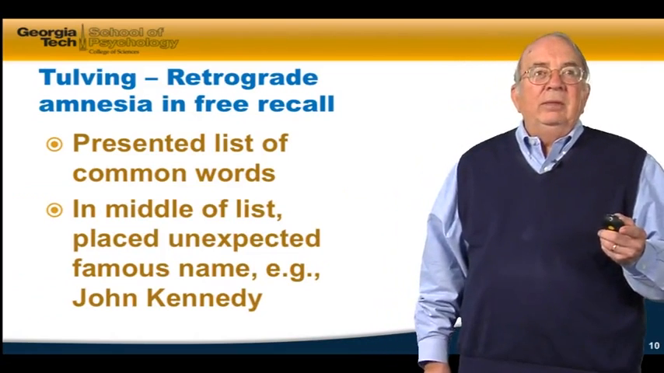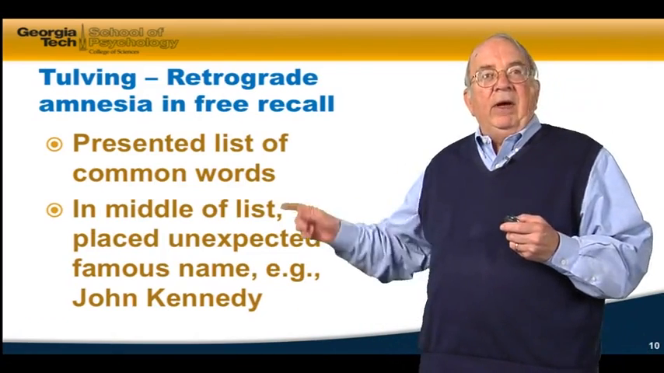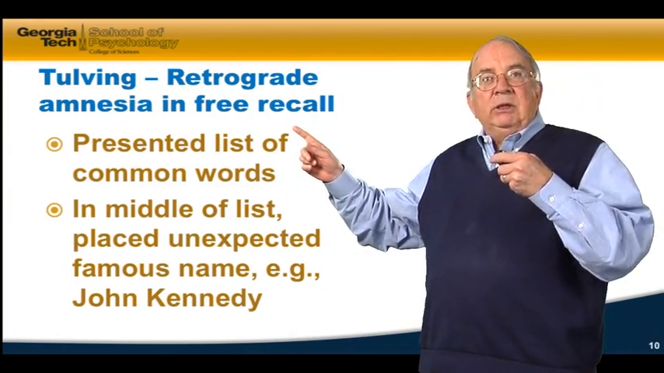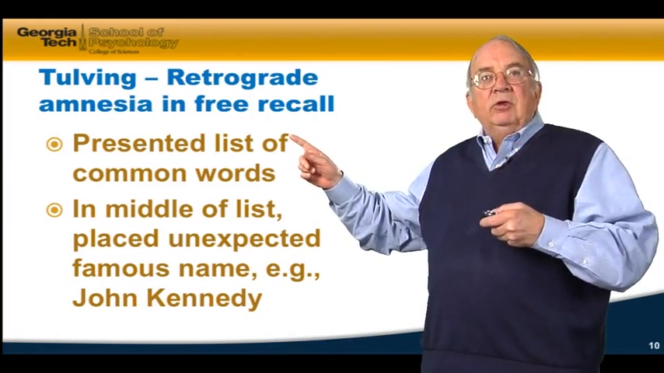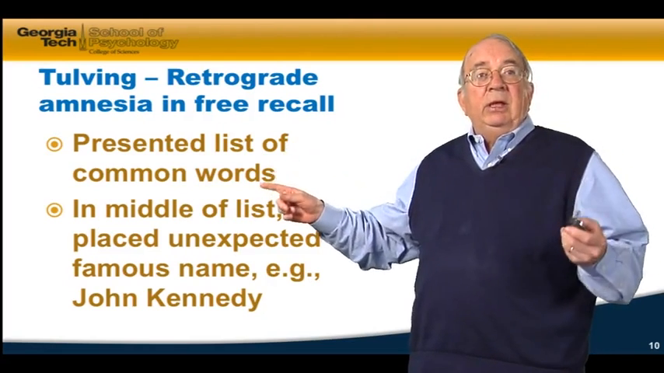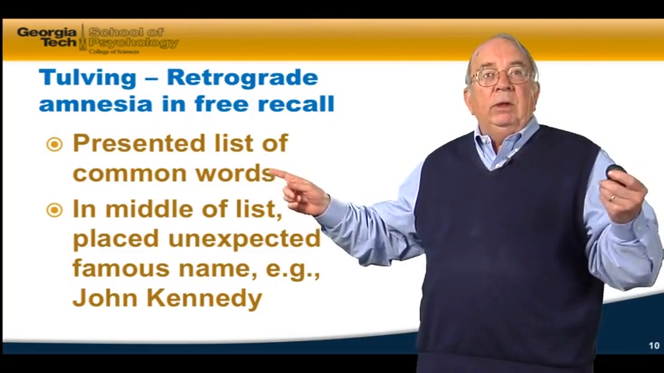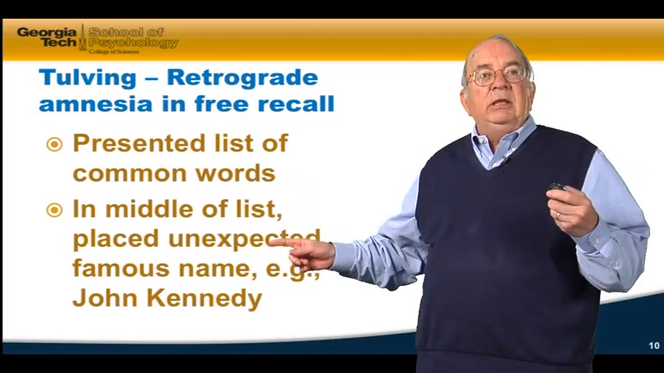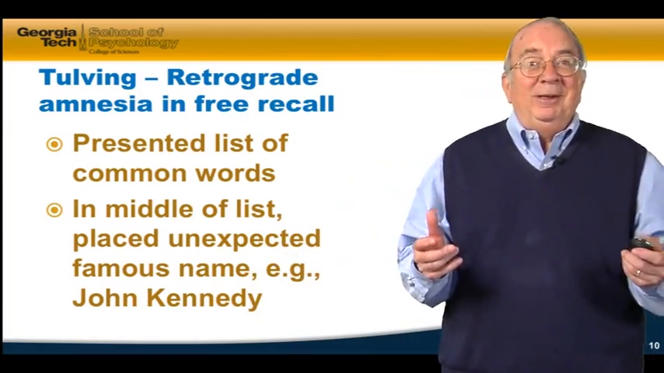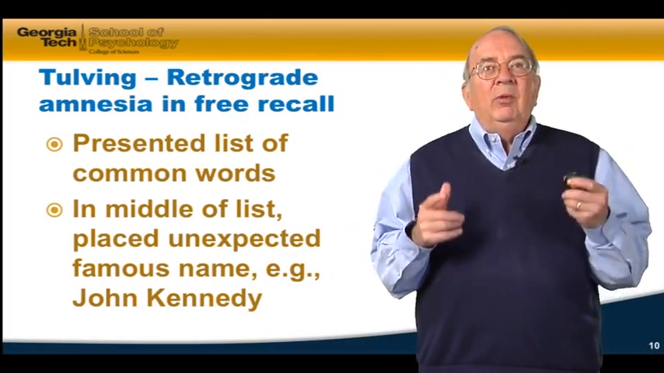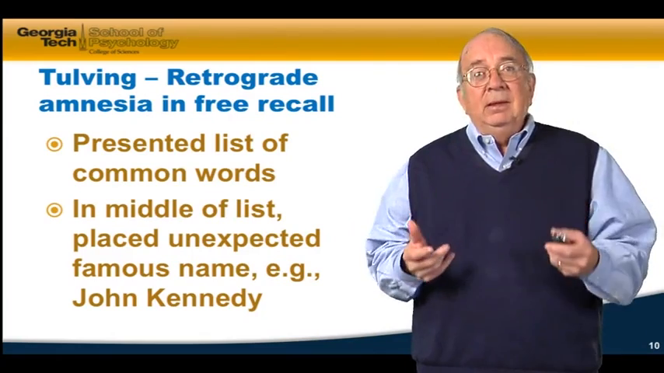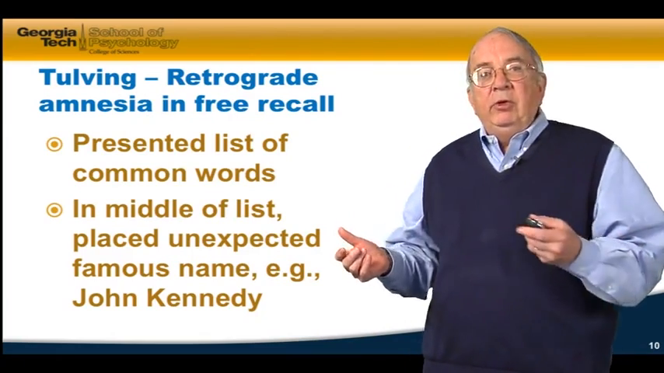Interesting study that occurred by Endel Tulving at the University of Toronto. He actually found retrograde amnesia. Retrograde amnesia is when something that happens interferes with my ability to retrieve something earlier, in just a list of common words. He presented a list of common words, just frequent nouns. And in the middle of the list, he placed an unexpected famous name, like John Kennedy. You remember John Kennedy very well. The interesting thing is you don't remember the word that preceded that. Because you saw John Kennedy, an unexpected item in this list of common words, you don't remember the word before.